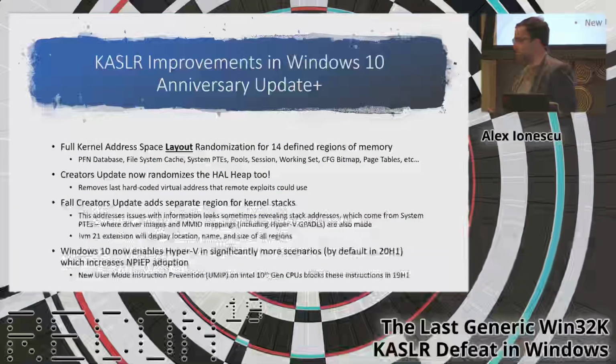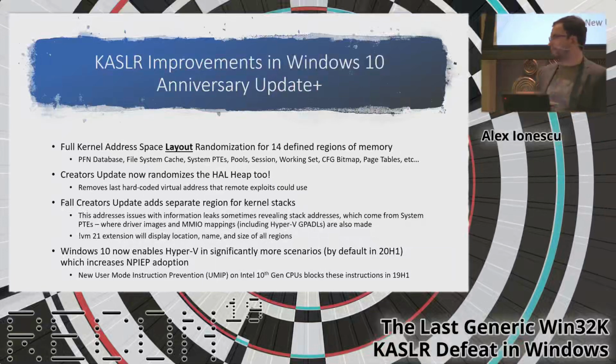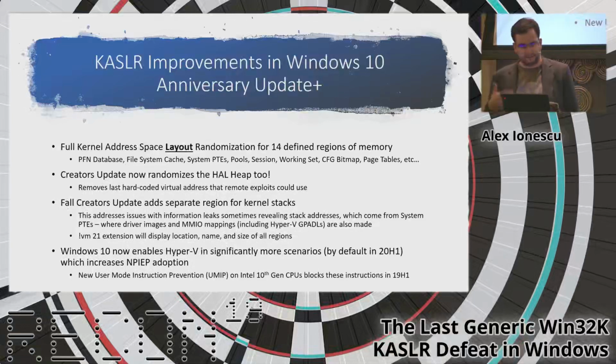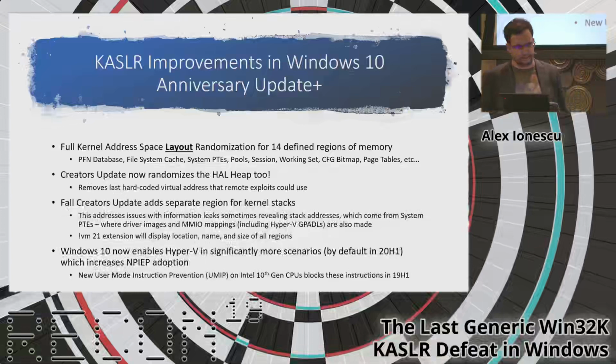The other thing that happens is in Windows 10, Hyper-V is now enabled in significantly more scenarios, whether you're turning on Credential Guard or Device Guard or HyperGuard or HVCI or a number of features, this will turn on Hyper-V. In fact, in 20H1, the plan is to actually have it enabled by default, at least on new installs and clean hardware. So that makes NPIP a lot stronger because now on an increasing number of Windows 10 machines, SGDT and SLDT and SIDT will no longer work.